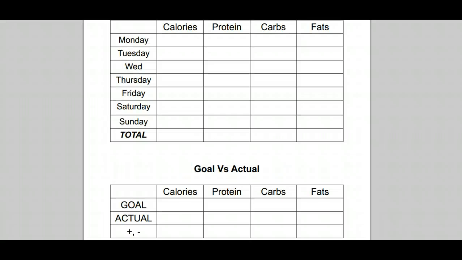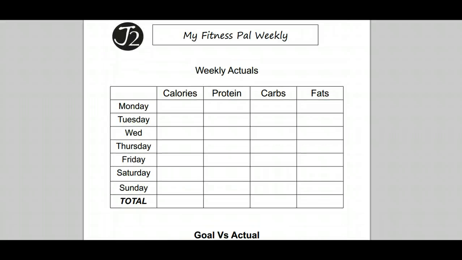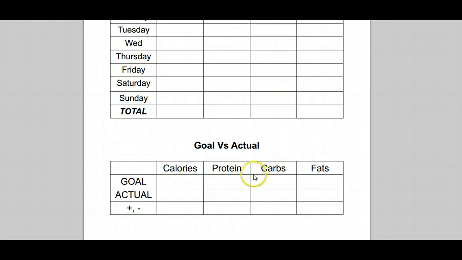And then as you complete each day in MyFitnessPal, at the bottom of the page on MyFitnessPal, you have your totals. You just plug your numbers in here, write them straight across. Do the same thing for each of the 7 days, and at the end you'll have your total. So you take your totals from here, plug them down into your actuals, and then you plus or minus so we can see if you're over your calories, proteins, carbs, and fats, and see where we need to make adjustments.